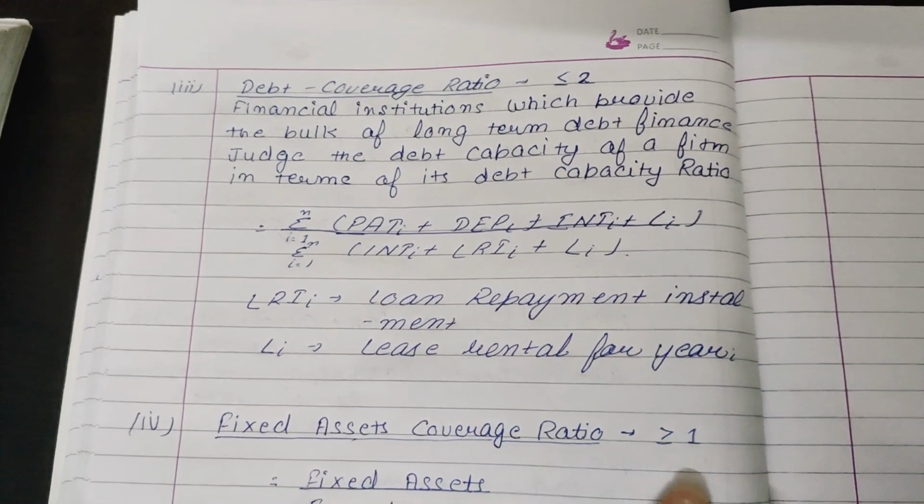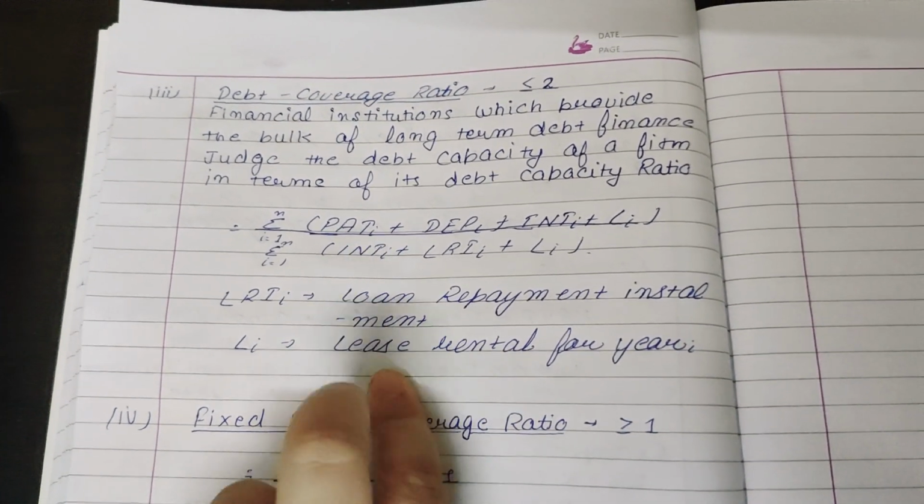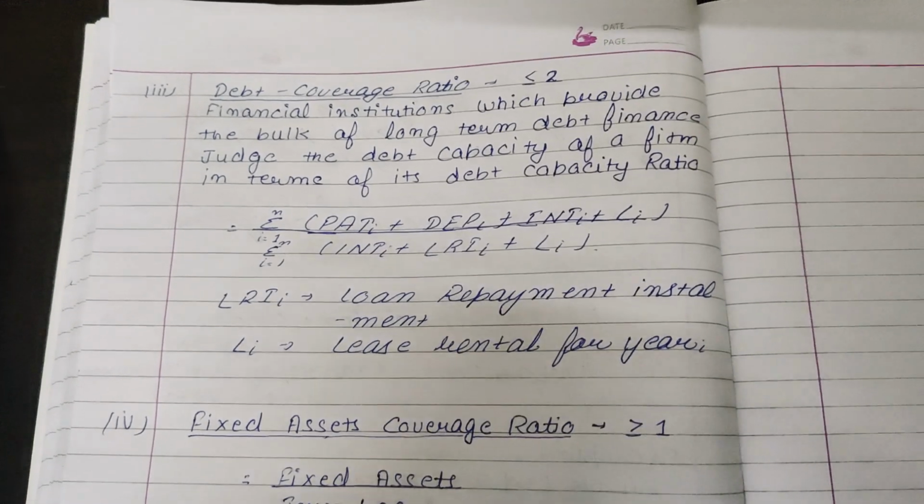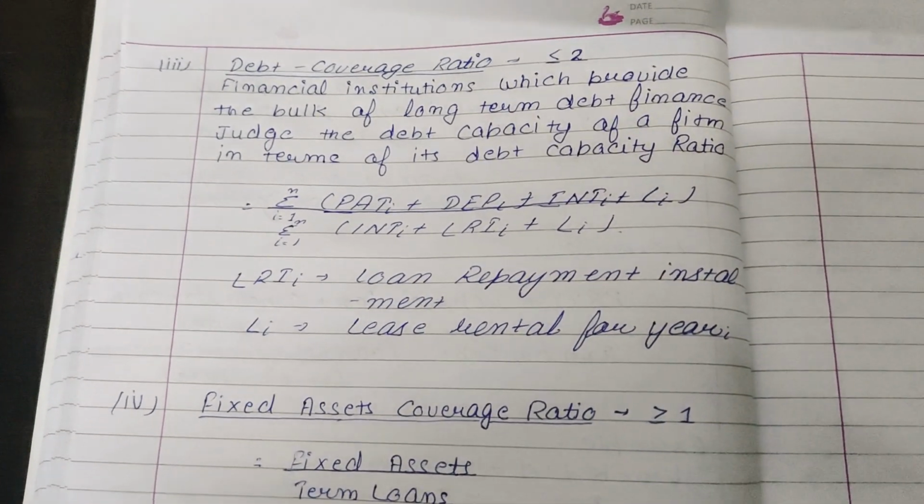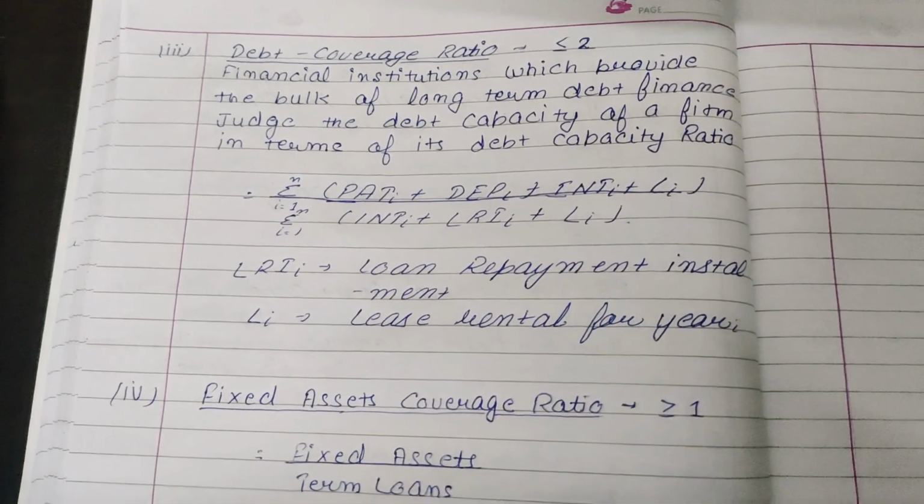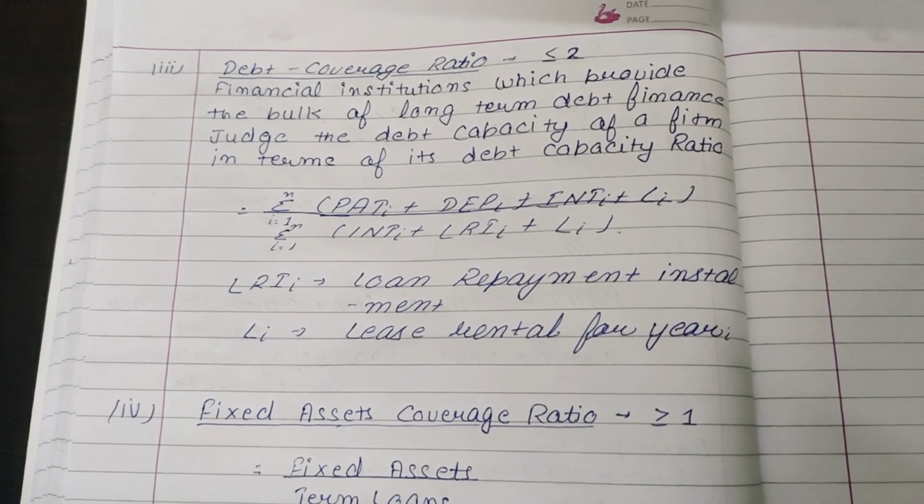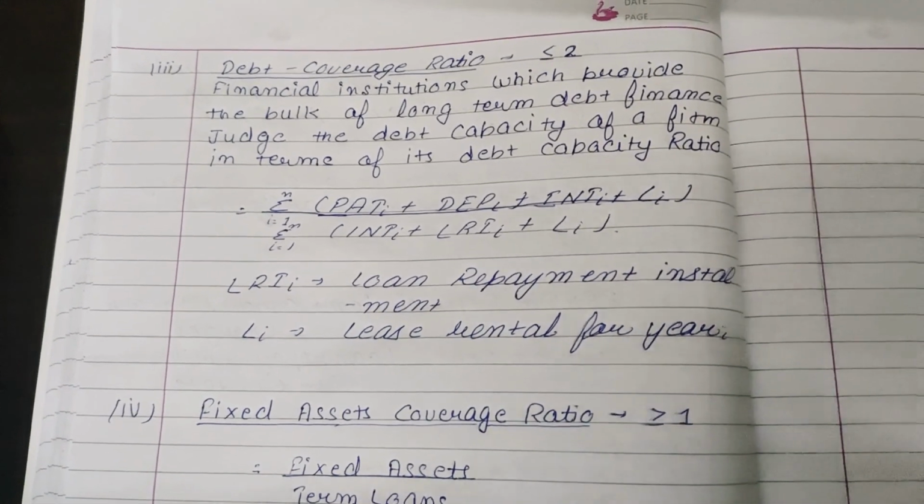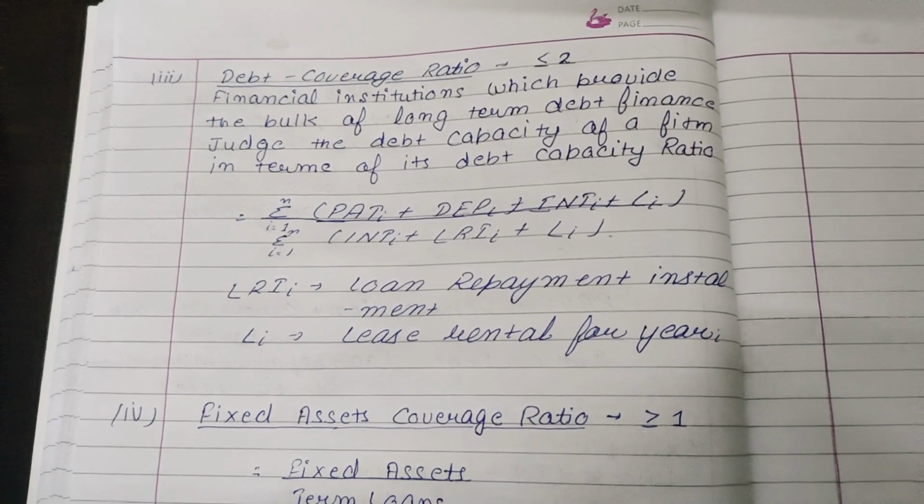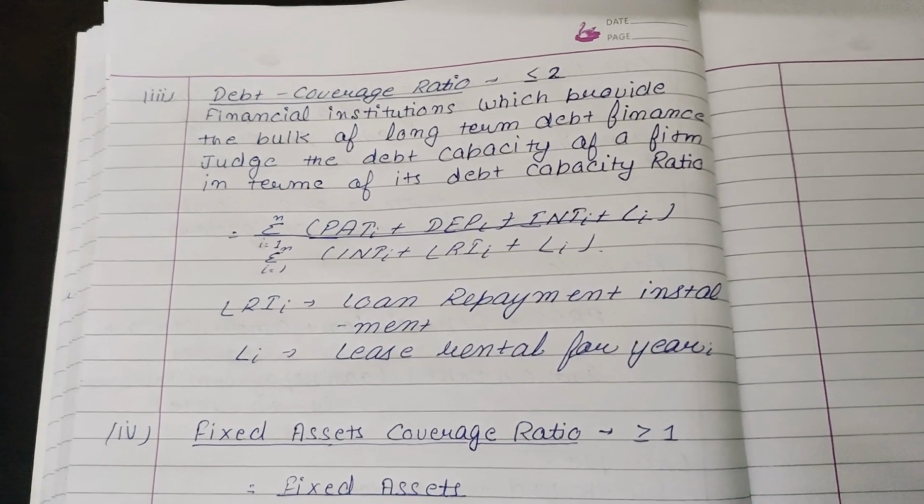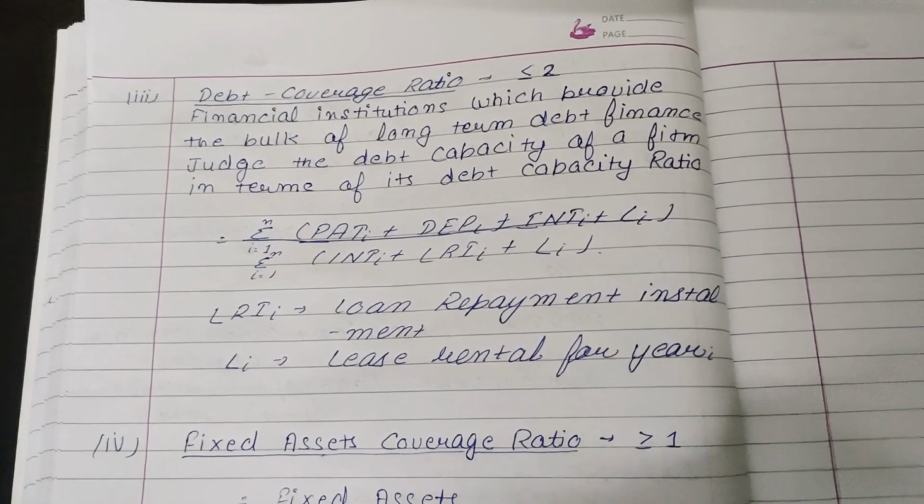And the formula for this is profit after tax plus depreciation plus interest plus lease rent, divided by interest plus loan repayment installment plus lease rent for the year. I hope you have understood this ratio.